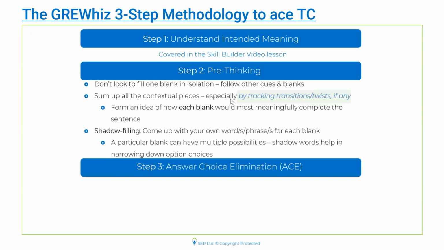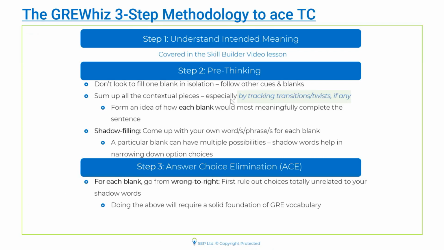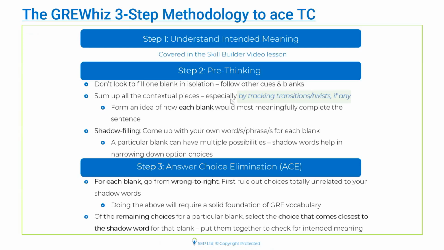Finally, the third step is what we call the ACE, the answer choice elimination. Here, instead of trying to search for the correct answer, eliminate, go from wrong to right. So rule out the choices which are totally unrelated to your shadow words. And this is what we've been doing. Okay, and that definitely will require you to have a good knowledge of vocabulary, something that you can build. All right, you should be building.